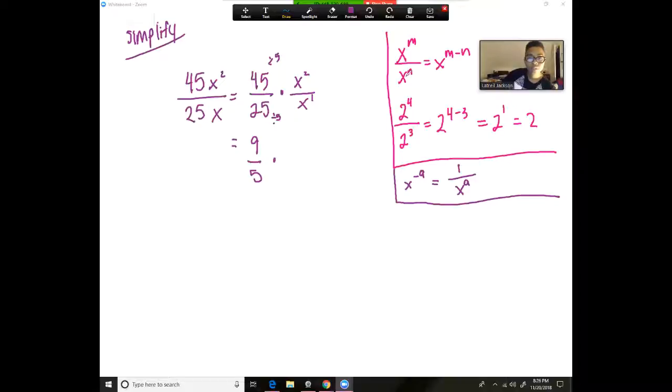X to the m over x to the n equals x to the m minus n, as in Nancy. I should have written a and b. But here's the rule. X to the 2 minus 1, 2 minus 1 is 1, is x.